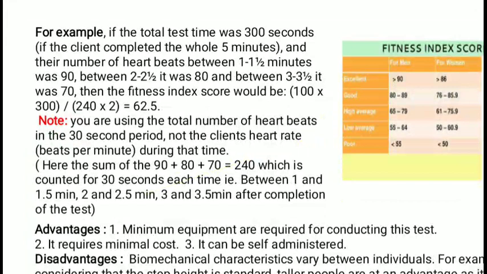Note that you need to remember that you are using the total number of heartbeats in the 30 second period, not the client's heart rate in beats per minute. The sum here, as calculated according to the formula, was 240, that is 90 plus 80 plus 70, each counted for 30 seconds, between 1 to 1.5 minutes, 2 to 2.5 minutes, and 3 to 3.5 minutes after the completion of the test.